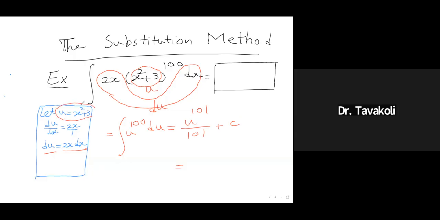u is x squared plus 3. So instead of u here, I just use x squared plus 3 to the power of 101 all over 101 plus c. And that's the final answer. So this was the way that we did this indefinite integral when the substitution was needed.